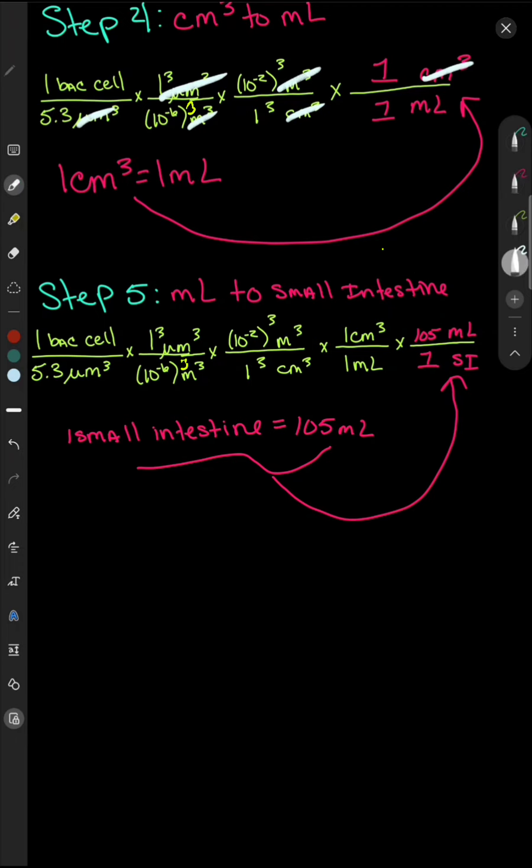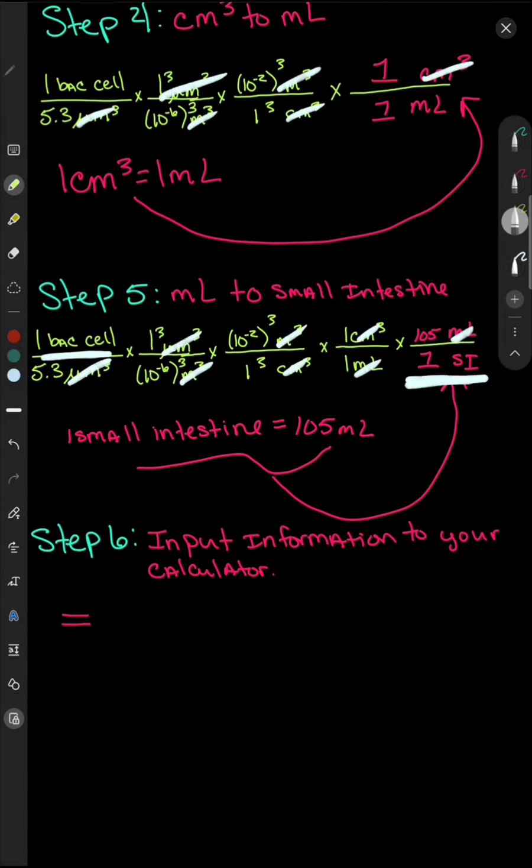Ensure that all of your units cancel out, and make sure that you are left in the units you are looking for. In this case, we were hoping for bacteria cells over small intestine, and that is what we are left with. We have confirmed that we are in the units that we want to be. Now we are ready to move to step 6, putting this information in our calculator.